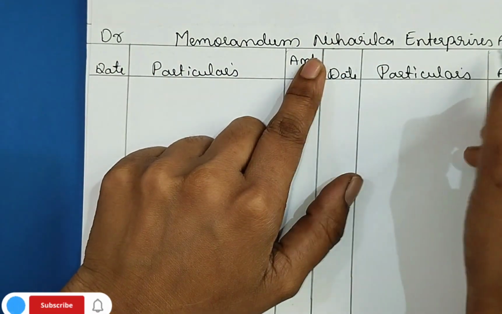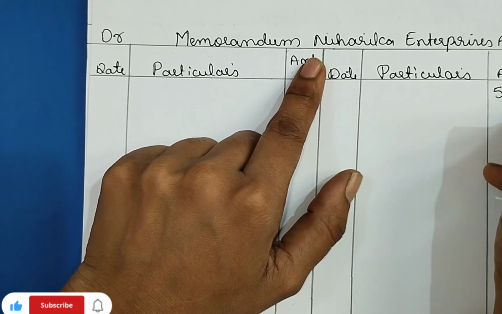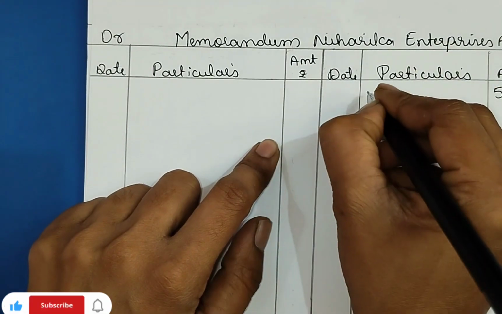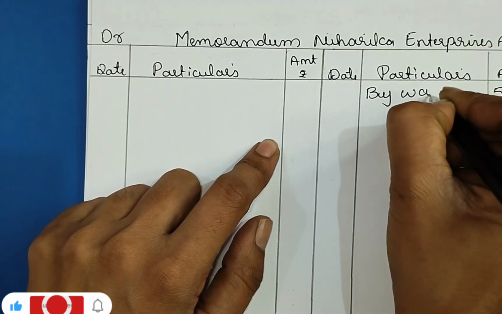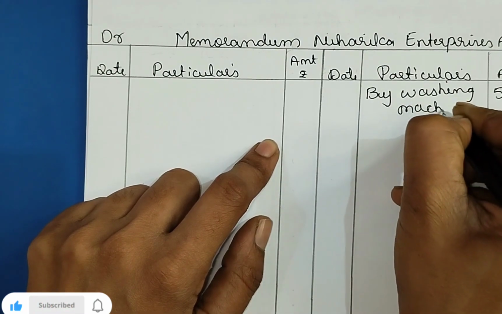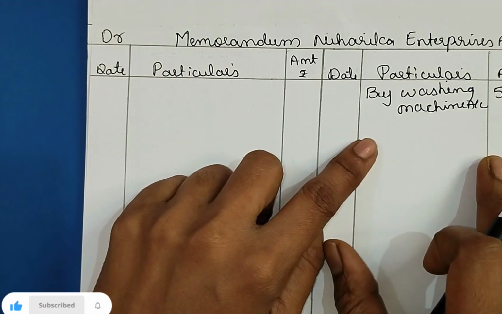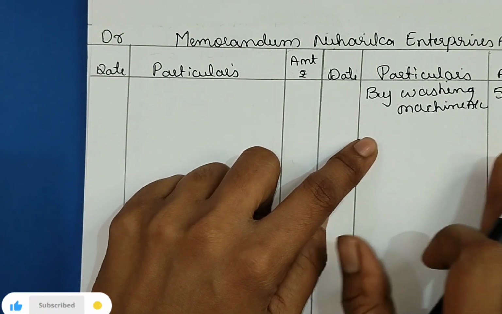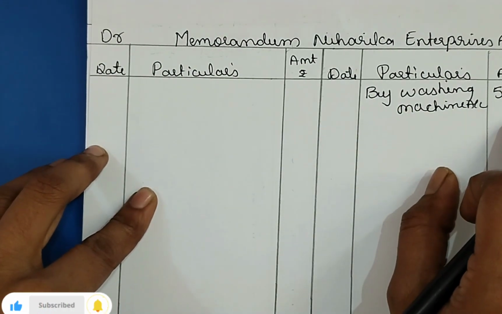Now Niharika Enterprises account we are crediting. So the amount I am writing on the credit side. This amount she will receive for selling the washing machine, by washing machine account. If you have not watched basic videos for the preparation of ledger accounts, kindly watch that video also for more understanding. Then the first entry we have shown, right?